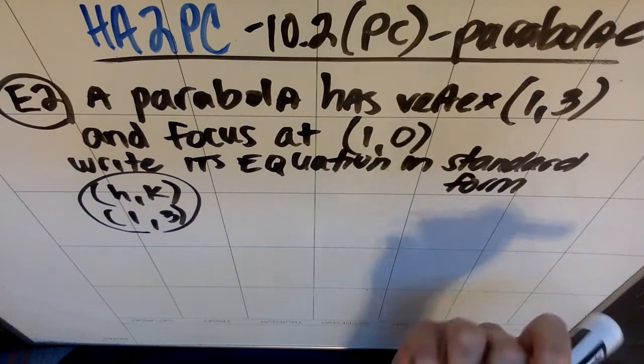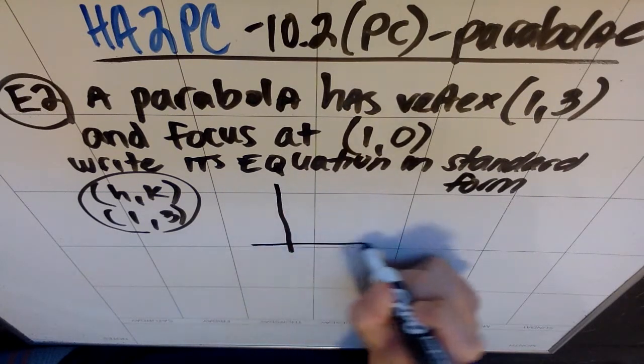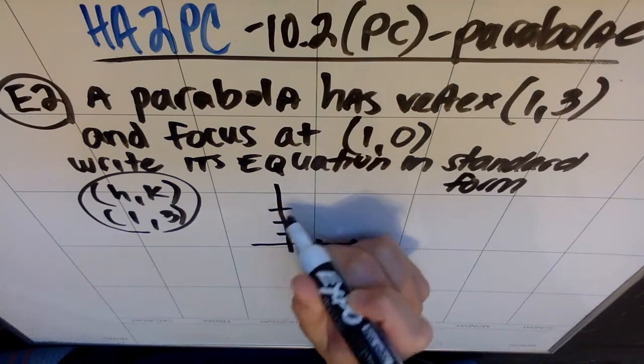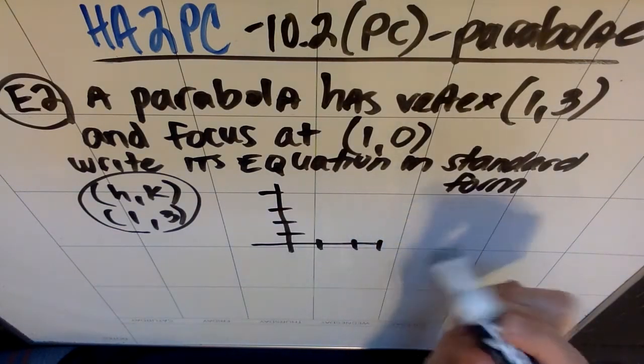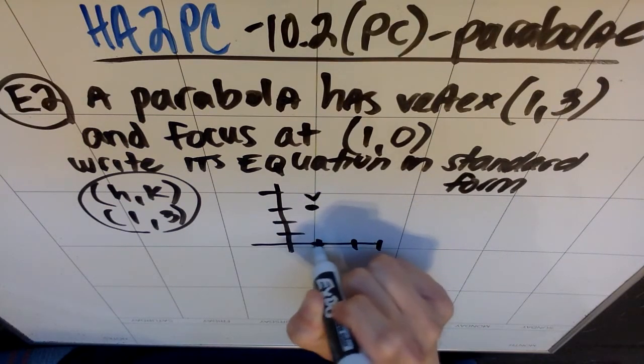So the easiest way to do that is to plot the 2 points, okay? So this is a really crappy version of the graph. I'm not doing anything fancy. 1, 2, 3, 4. Okay, cool. So I know that the vertex is at (1, 3). That's my vertex. And my focus is at (1, 0).